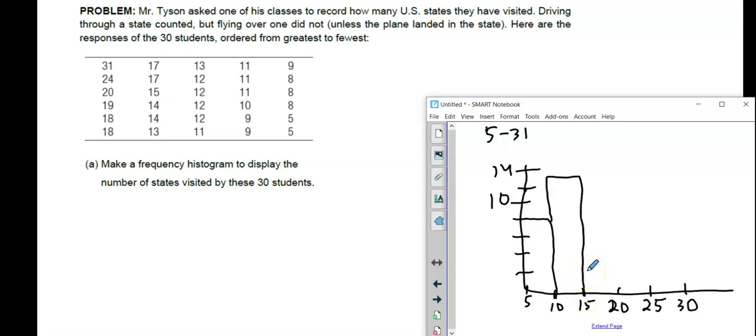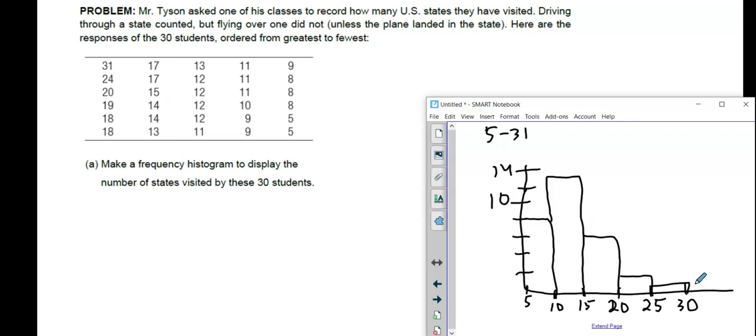And then between 15 and 20, so not including 20, but do include 15. So 1, 2, 3, 4, 5, 6. So 2, 4, 6, so somewhere around there. And then including 20, but not including 25, so 2. And 25 to 30 would be 1, so half of that, something like that. So your bar graph would probably look something like that.